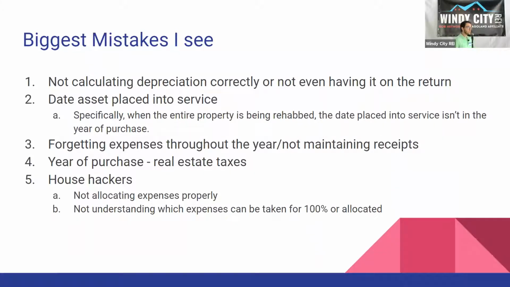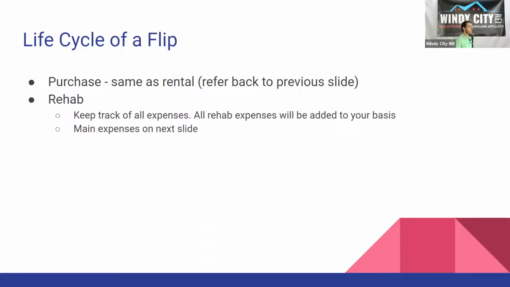For house hackers, this is something at the beginning. So when you purchase your property and you're living in one unit, renting out the others, or doing bedrooms, whatever it is, you just want to make sure that the expenses are allocated properly, whether it's the common expenses, which we talked about, mortgage interest, utilities, property taxes, all that, and making sure that that's either allocated appropriately or it's 100% to that unit, like any maintenance items that are specific to that. So that is that. Next, we'll talk about the life cycle of a flip.